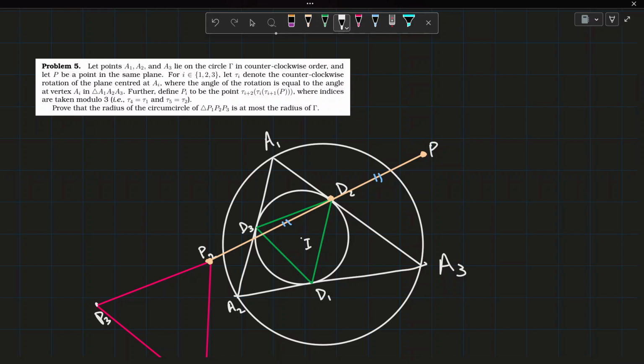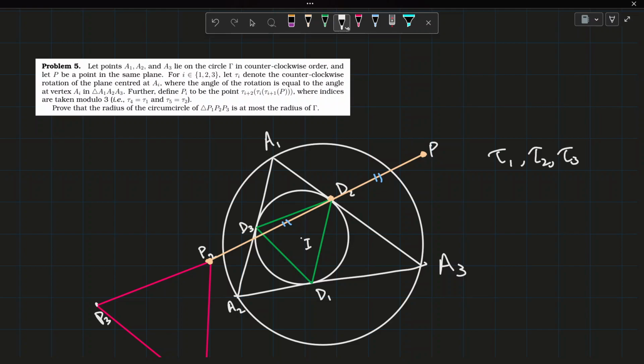So we are given 3 points A1, A2 and A3 which lie on a circle gamma in counterclockwise manner. So these are the points A1, A2, and A3. And we are given rotations about A1, A2, and A3. So tau 1, tau 2, and tau 3 are three rotations.